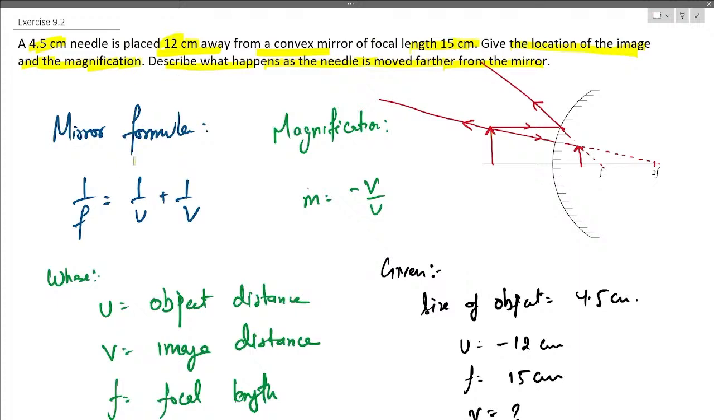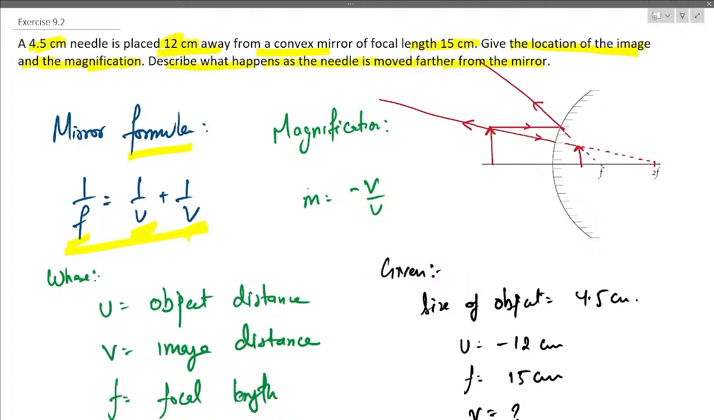So we know from the mirror formula that 1/f = 1/u + 1/v, where f is the focal length, u is the distance of the object from the mirror, and v is the distance of the image from the pole of the mirror. And the formula for magnification is m = -v/u. So let us substitute the values.